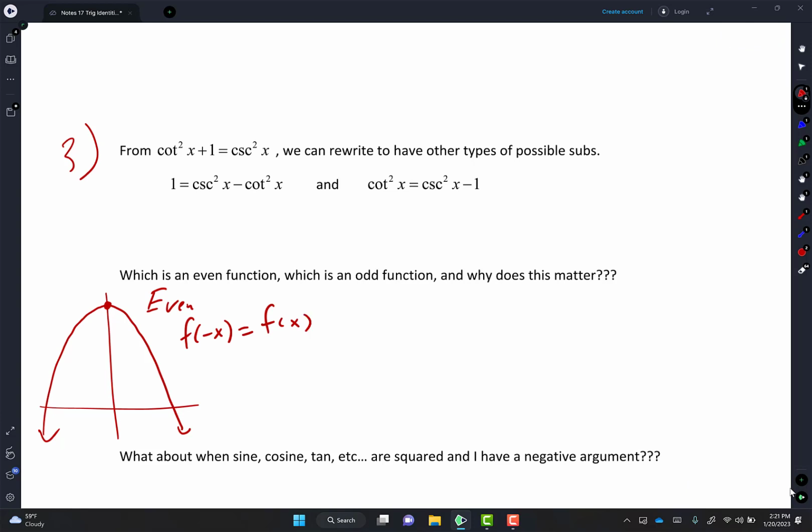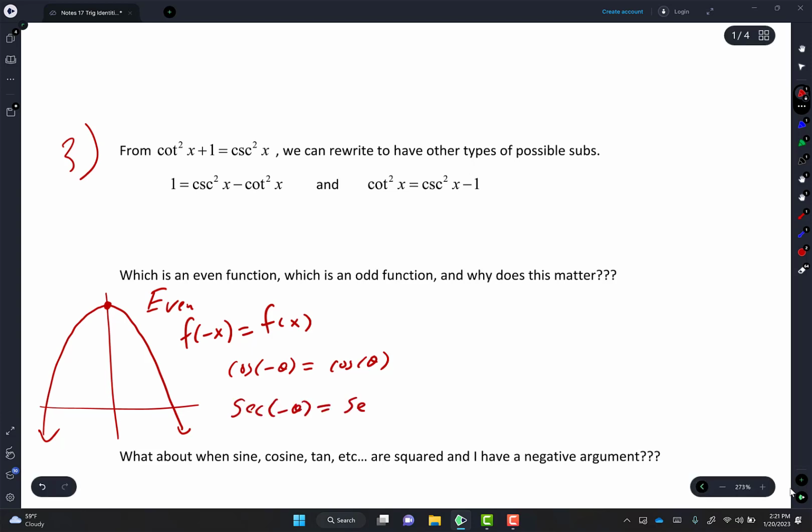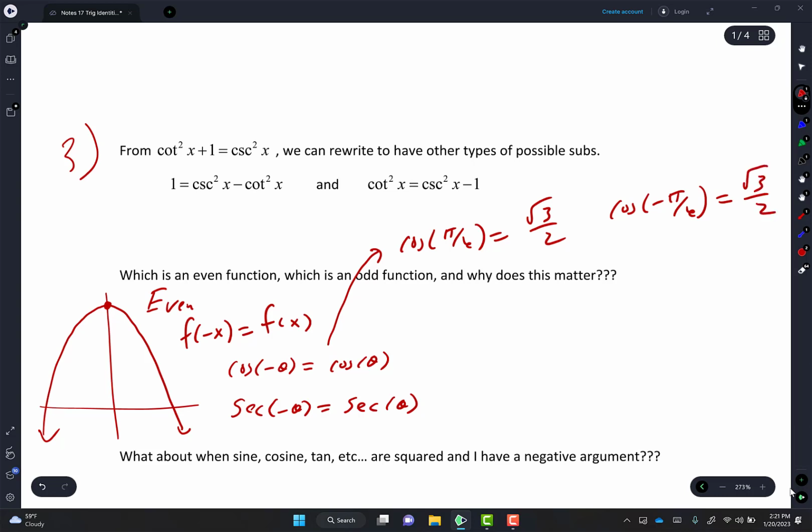So what has that property? Well, cosine has that property. So cosine of negative theta equals cosine theta. If cosine has that property, then the reciprocal of cosine also has that property. Secant of negative theta equals secant theta. I can see some of you don't know what I'm talking about, maybe I'm misjudging, but here's what I mean. If I ask you what is cosine of pi over 6, you would tell me square root of 3 over 2. If I ask you what is cosine of negative pi over 6, you would also tell me square root of 3 over 2. See? So that's what I'm talking about, guys. It has that property there.